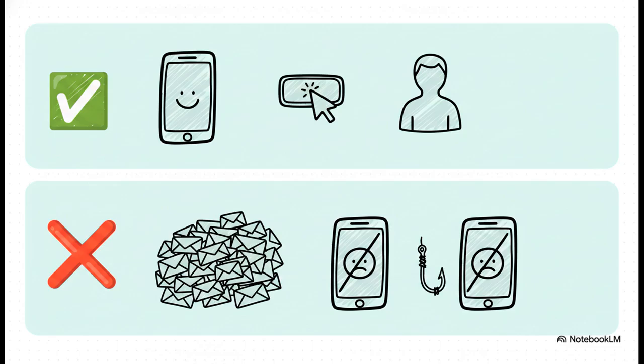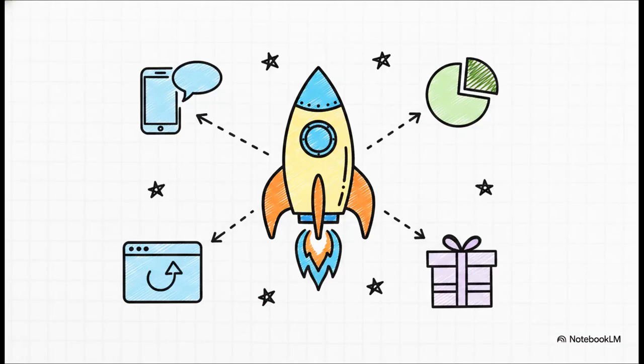On the flip side, what are the common mistakes? Well, sending way too many emails and annoying them, using tricky or misleading subject lines, and, like I just mentioned, completely ignoring how the email looks on a smartphone. Don't do that.